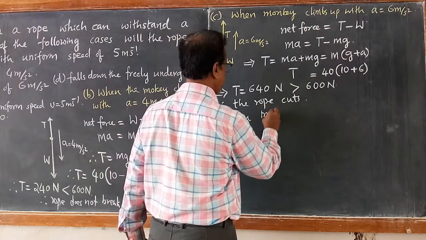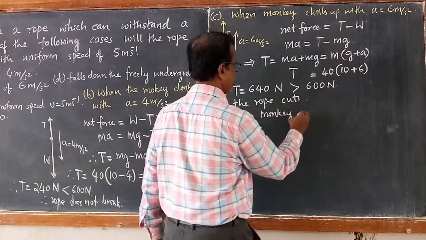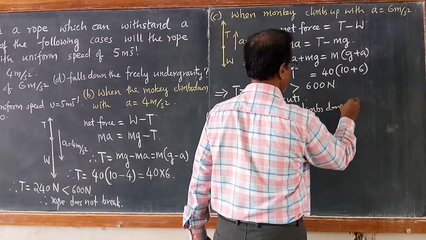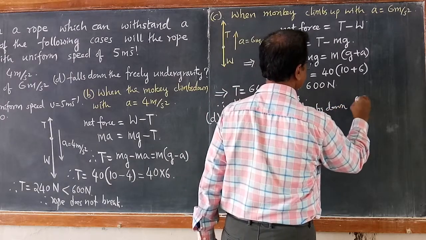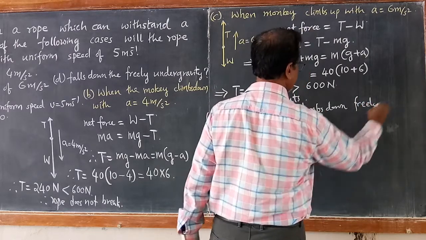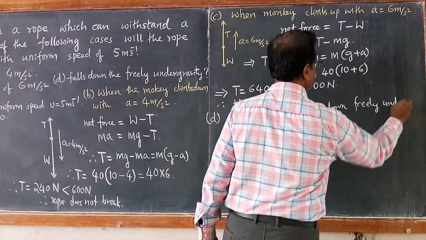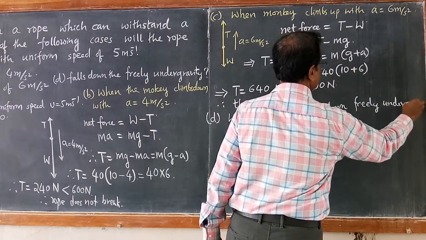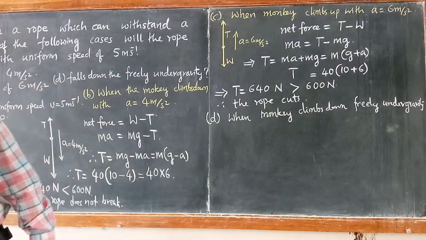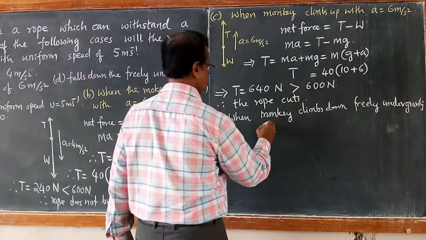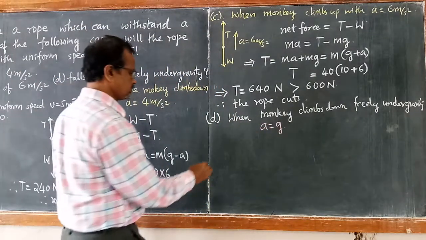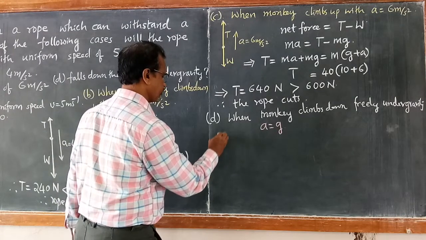When the monkey climbs down freely under gravity, freely under gravity means free fall motion. In this case, A becomes equal to g. Again draw the free body diagram. Free body diagram is very important.